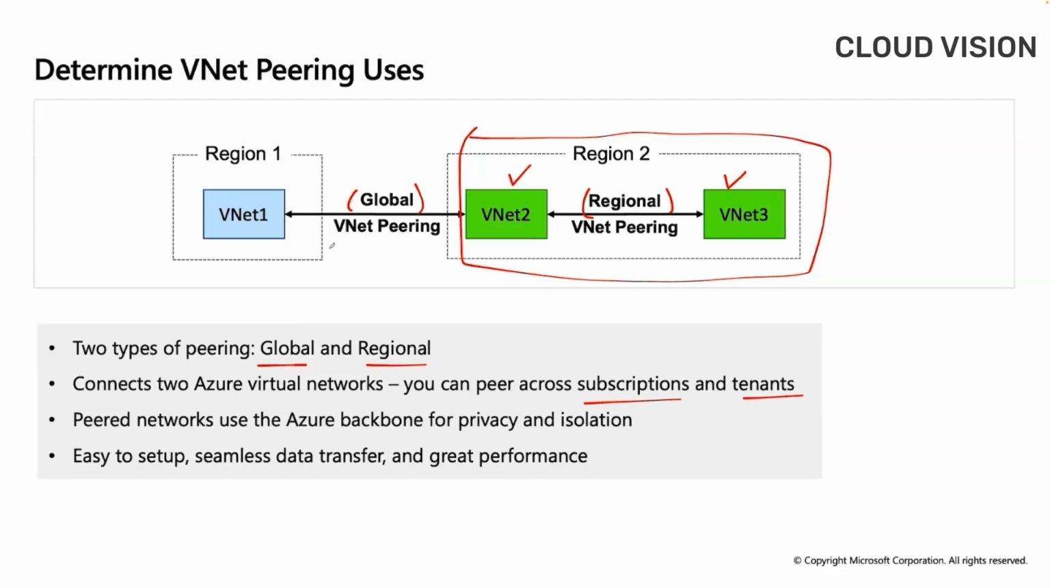And this peering network always uses the Azure backbone. So this is an internal private network, and that maintains privacy and isolation. It doesn't go over the general public network. It just has a private network setup. And it's easy to set up, with seamless data transfer and very good performance, because the internal private network bandwidth is a lot higher than what we have on a public network. So it's definitely going to give you better performance.